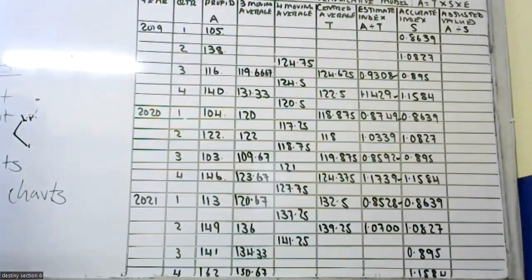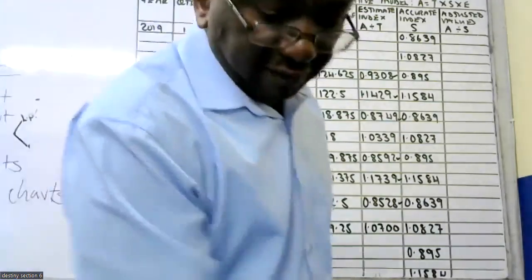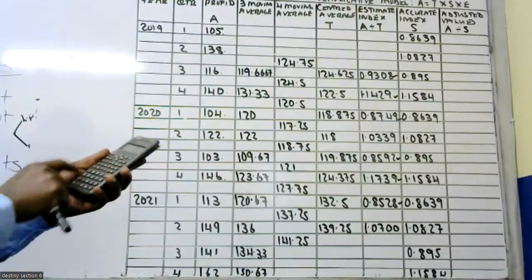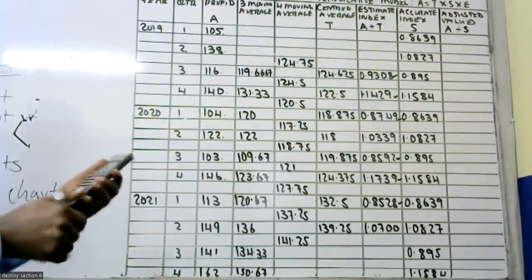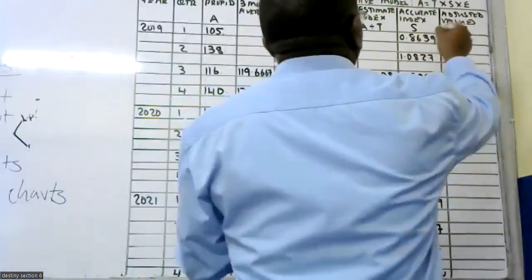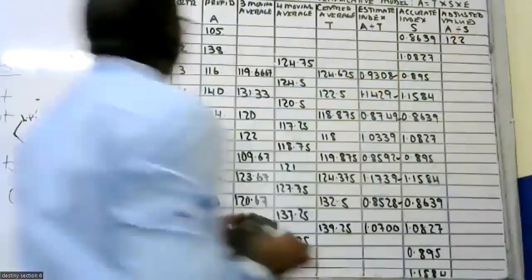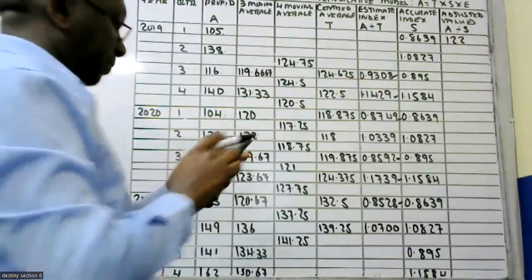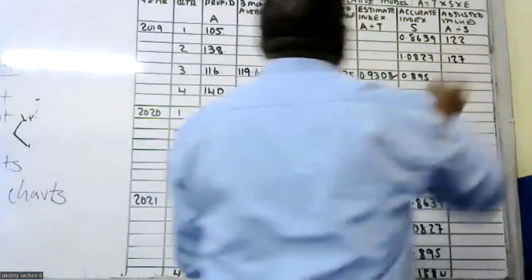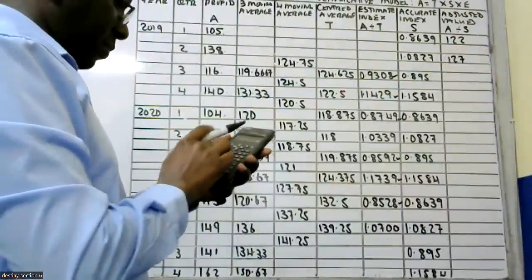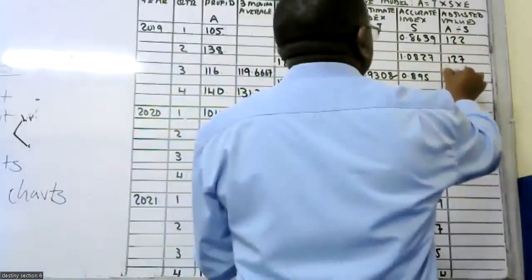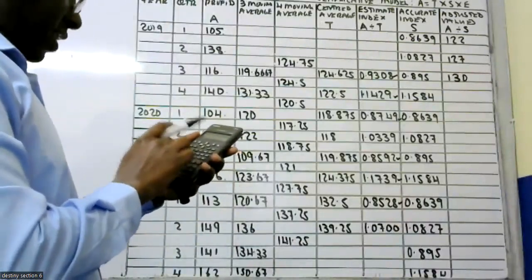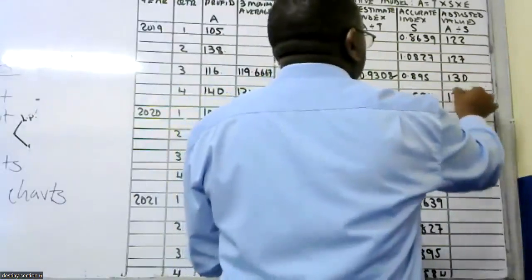Then you adjust the values. So to adjust the values, you simply divide. So this first one I will say is 105 divided by 0.8639. If I am not working with decimals, I will work with 122. 138 divided by 1.0827. This is 127. 116 divided by 0.895 is 130. 140 divided by 1.1584, 121.